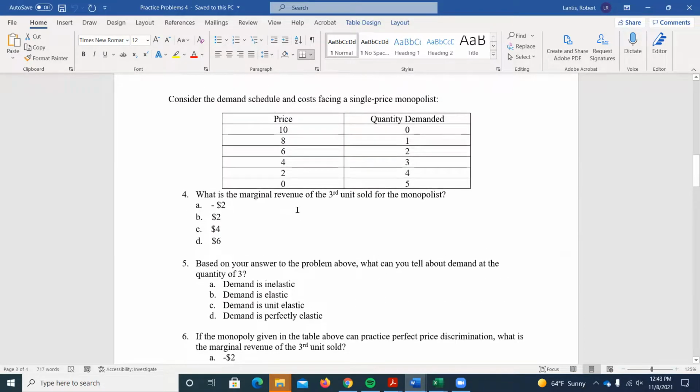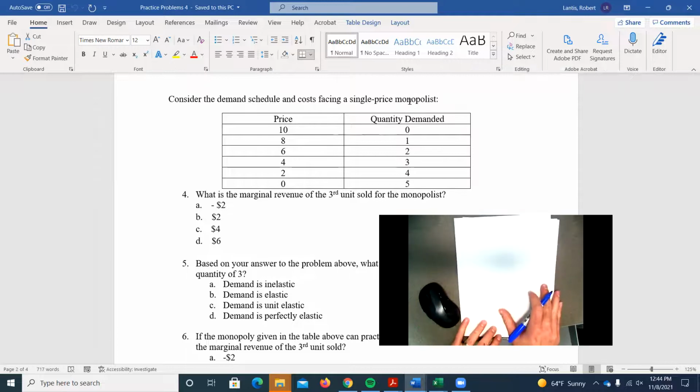Okay. So one thing I want to go through is the differences between single price and perfectly price discriminating monopolists. So maybe I've got my quantity demanded here and then the associated prices. If this is all I had, how can I determine the marginal revenue for the third unit? I could have given you equations here, and we would know that marginal revenue for a single price monopolist, as I just said, should be twice as steep.